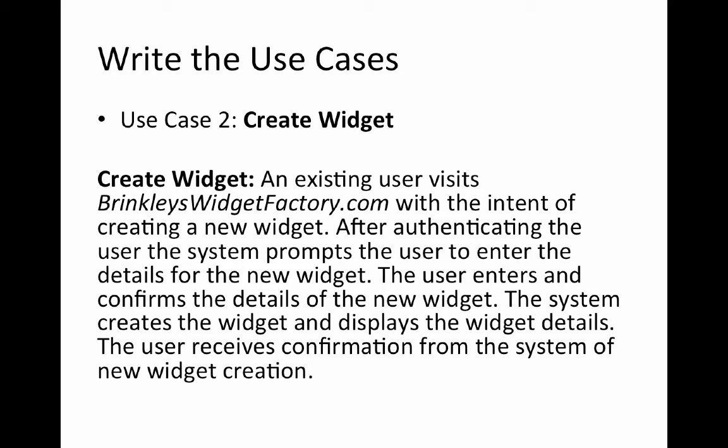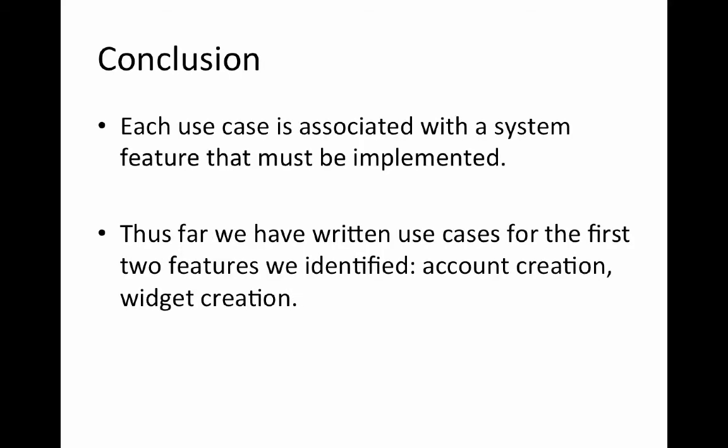And again, this is very straightforward. All we're doing is stating what the actor is doing and what the system is going to do in response. We're not specifying how the system is going to do it, but we're specifying this with enough detail to where when it's time to actually implement this, we know what should happen with respect to a user action and a system response. So to conclude, remember, each use case is associated with a system feature that must be implemented.